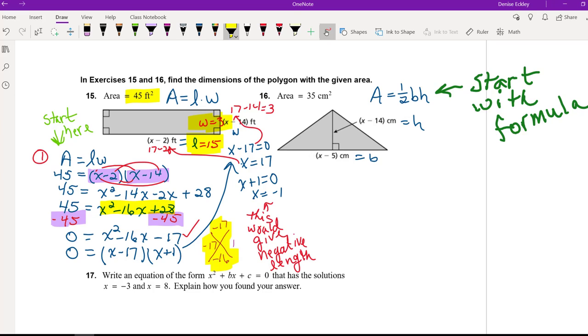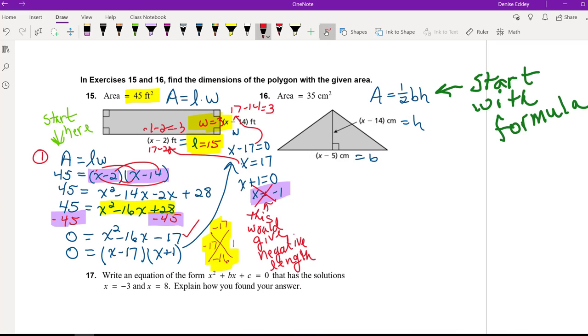Now you get two answers, but you can only have one. I had to discard this answer because if I put -1 in right here for x, I get a negative length, and I can't have that. So that's why that one was out.